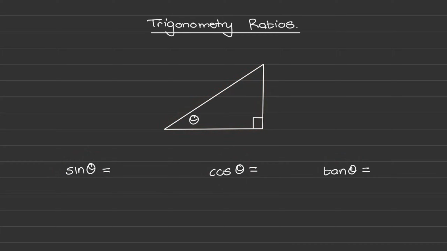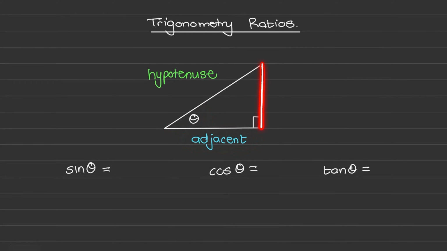By now, you should have learned that the line opposite the right angle of the triangle is called the hypotenuse. The side of the triangle right next to theta is called the adjacent side. And the side of the triangle opposite the angle of theta is called the opposite side.